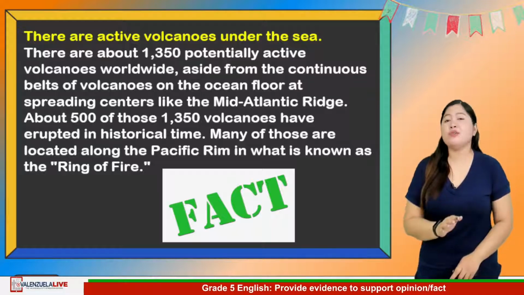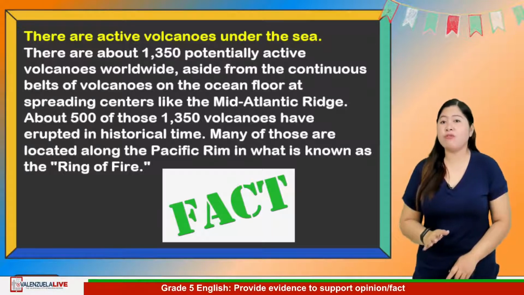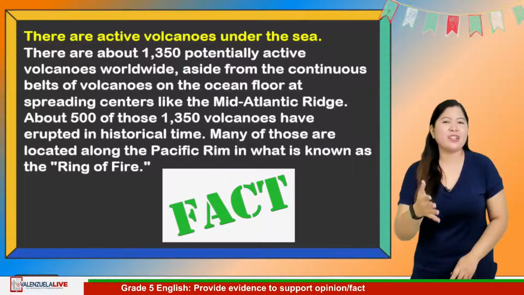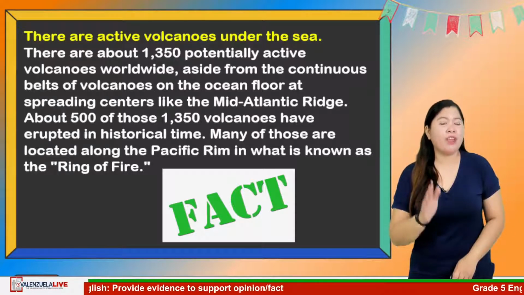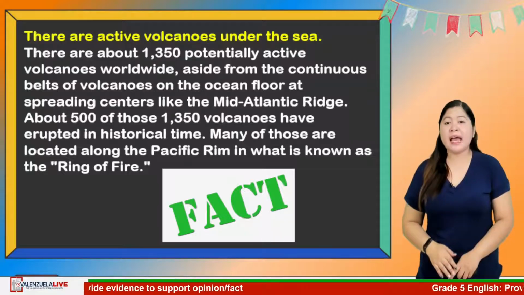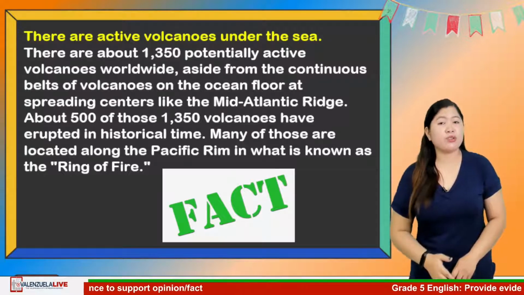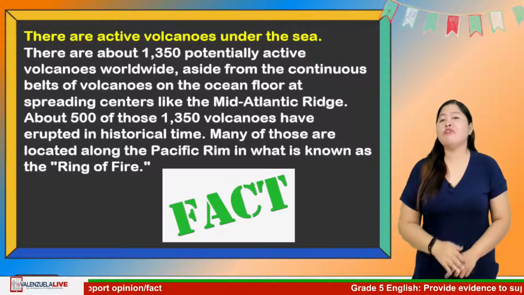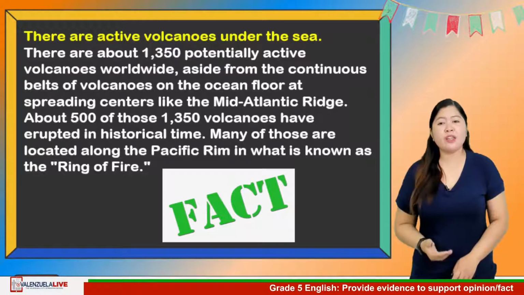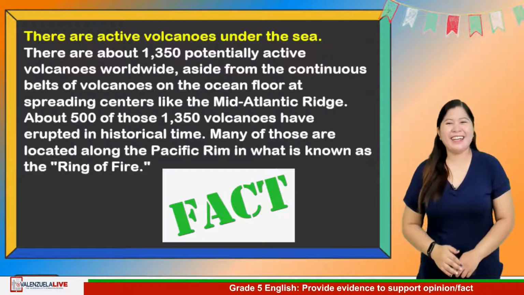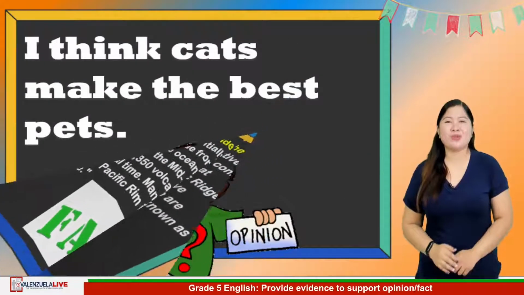Aside from the continuous belts of volcanoes on the ocean floor, at spreading centers like the Mid-Atlantic Ridge, about 500 of those 1,350 volcanoes have erupted in historical times. Many of those are located along the Pacific Rim in what is known as the Ring of Fire. Alright, let us proceed to the next one.